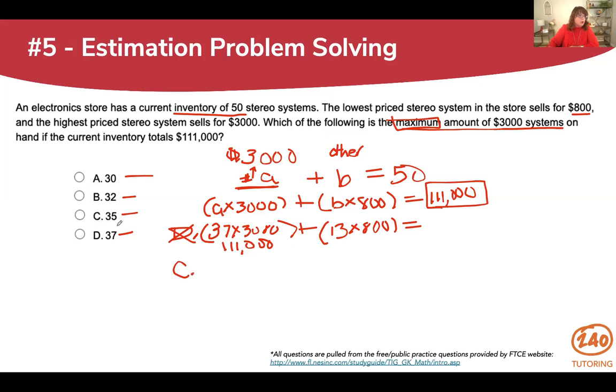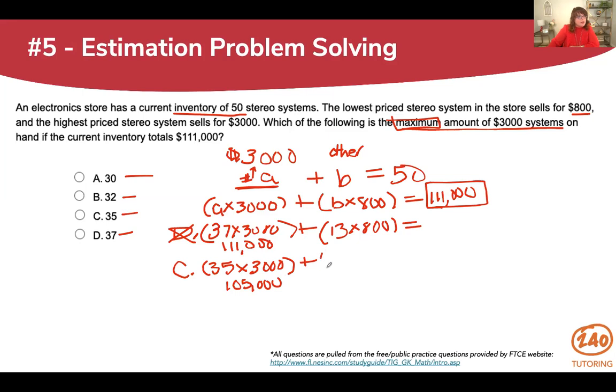C, again, I'm working largest to smallest because it's asking me for the maximum amount. All right, I'm going to take C and I'm going to set up this equation, 35 times 3,000. And just for the sake of time, I'm going to go ahead and do that math. Okay, 35 times 3,000, no, don't push the wrong button, is going to give us 105. So I'm at least below that 111,000 mark. So I can keep going.